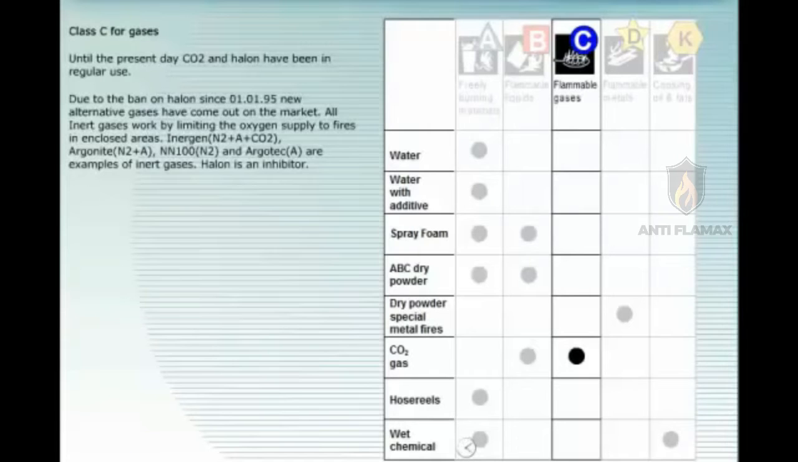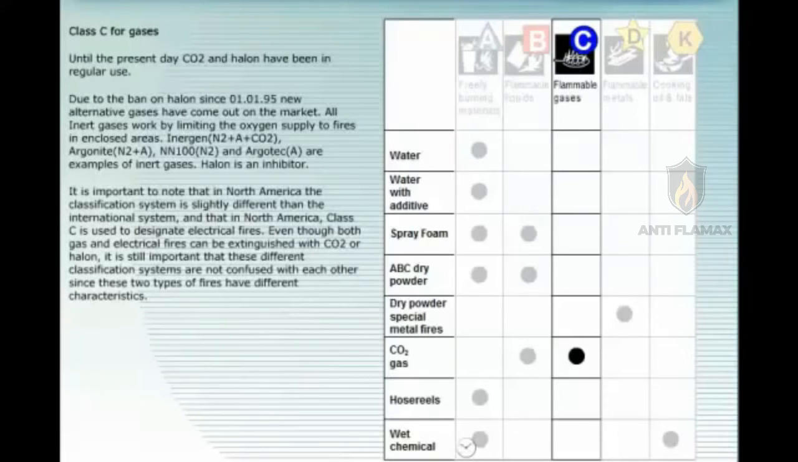Halon is an inhibitor. It is important to note that in North America the classification system is slightly different than the international system, and that in North America Class C is used to designate electrical fires. Even though both gas and electrical fires can be extinguished with CO2 or halon, it is still important that these different classification systems are not confused with each other, since these two types of fires have different characteristics.